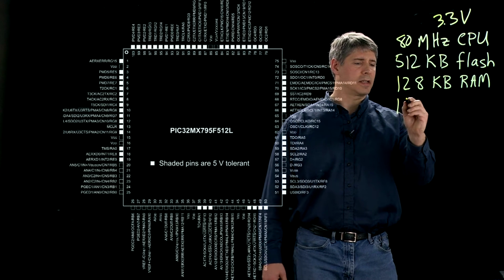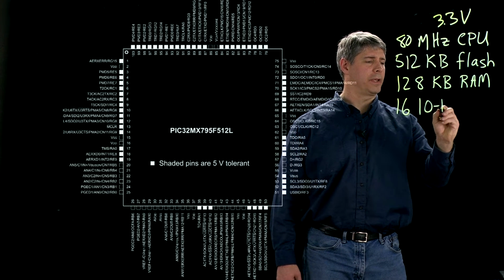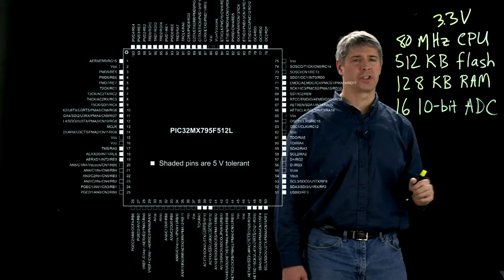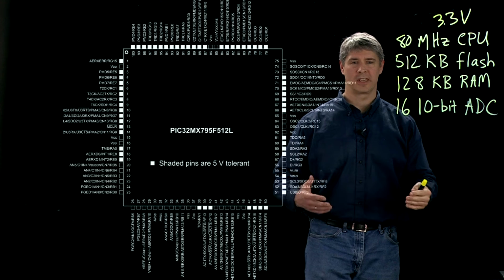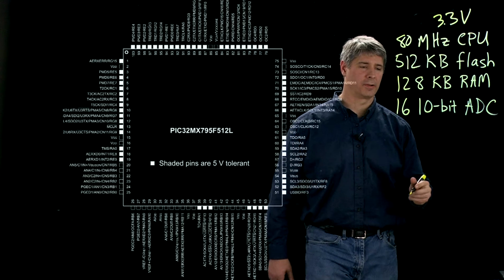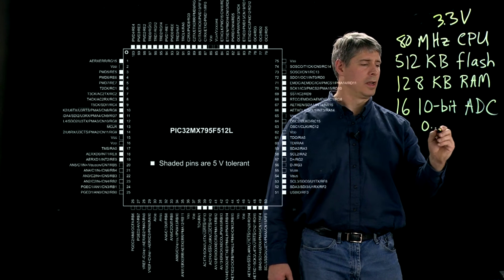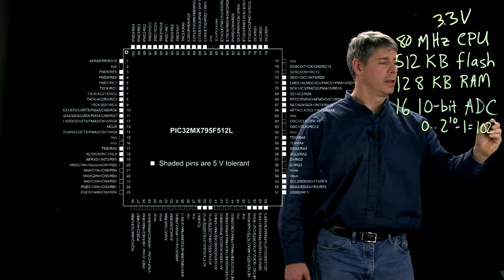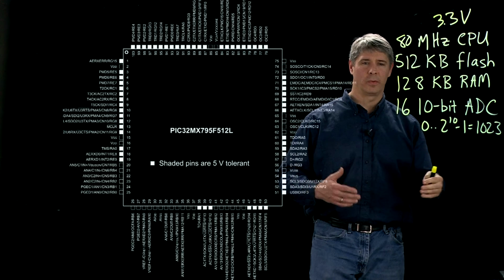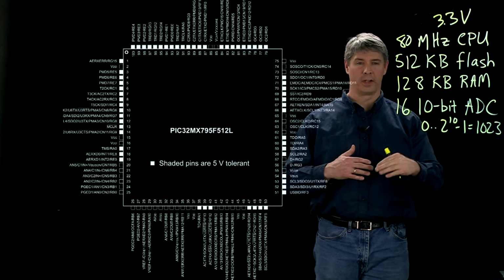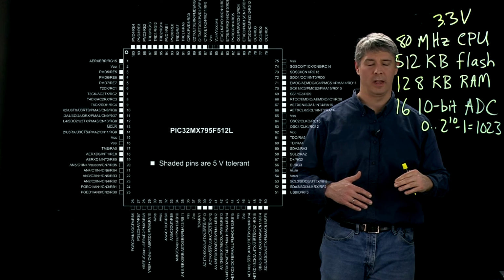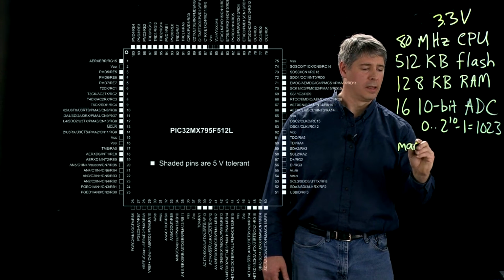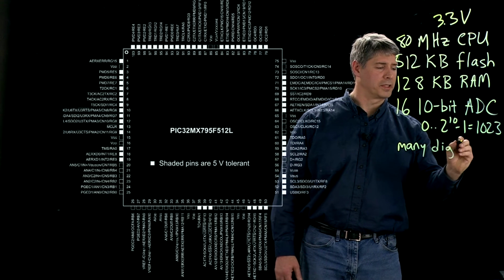It's also got 16 10-bit analog to digital conversion input lines that allow you to read sensors. So 10 bits means it can read values between 0 up to 2 to the 10 minus 1, or 1023. So you can read 1024 different analog voltage values at the analog inputs. It's also got many digital inputs and outputs.